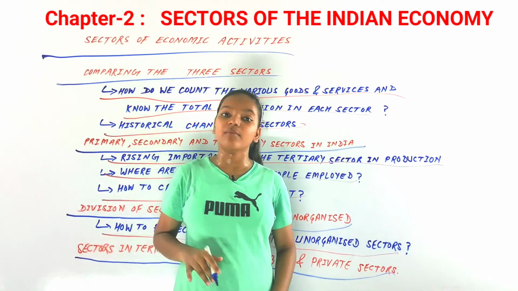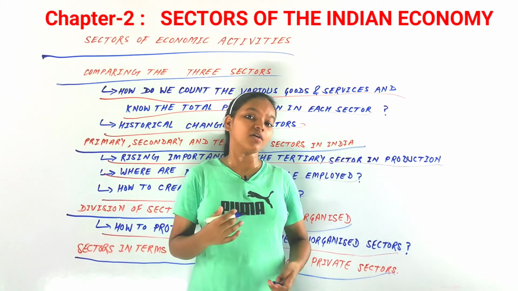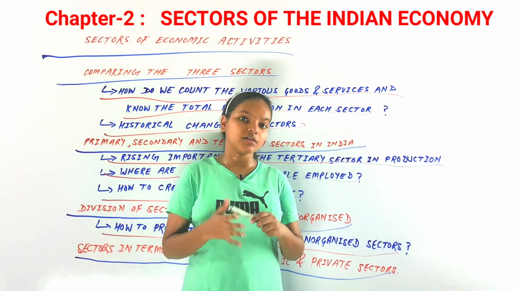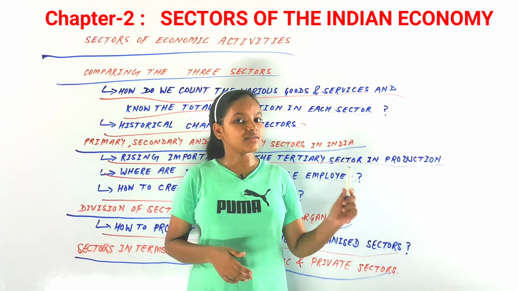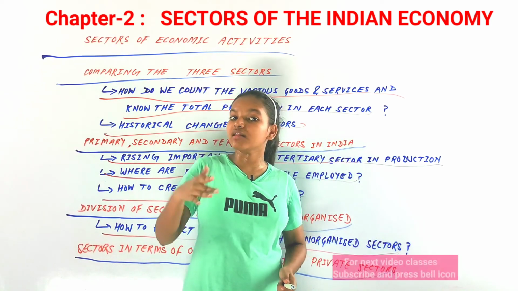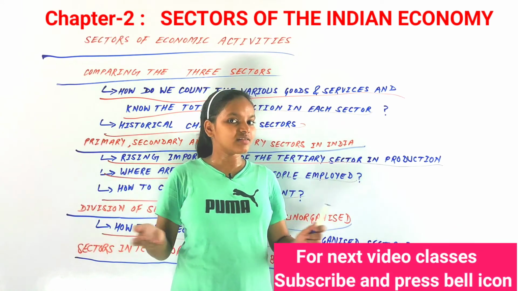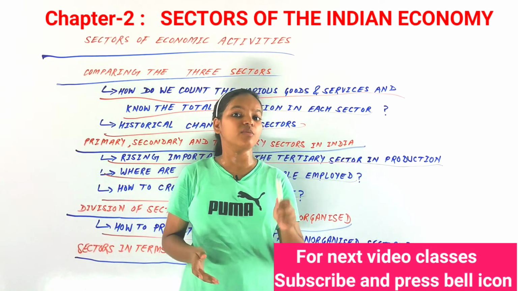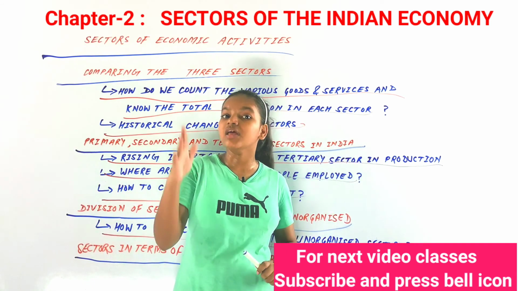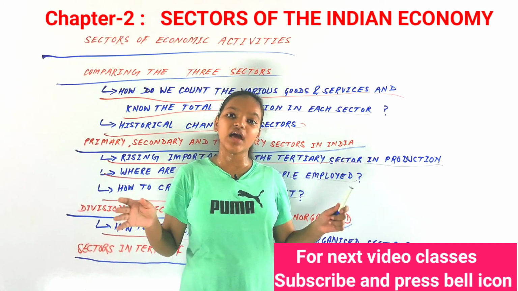After that, we talked about how to create more employment, and we saw MGNREGA 2005 and many other things. After that, there is organized and unorganized sector, private sector, public sector. So there can be three classifications. First could be on the basis of primary, secondary, tertiary. Second could be organized and unorganized. Third could be private and public. So that's all we have covered in this chapter.